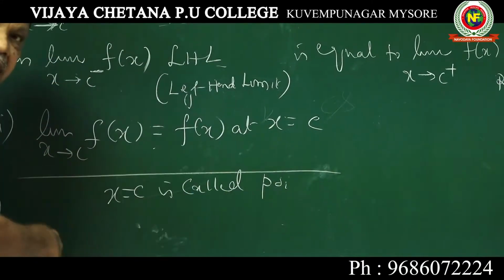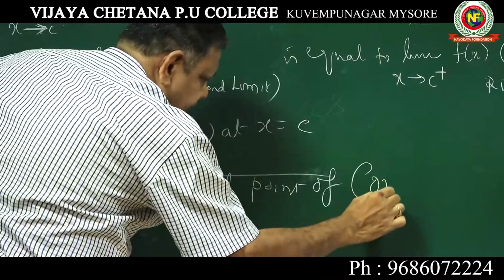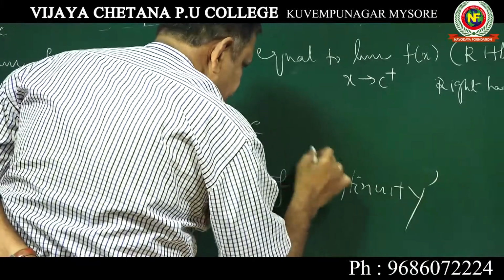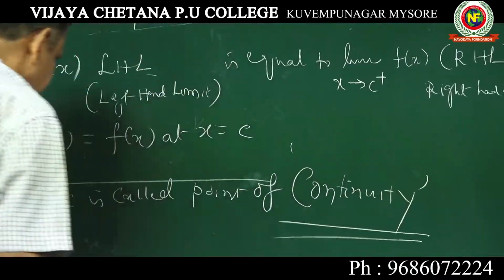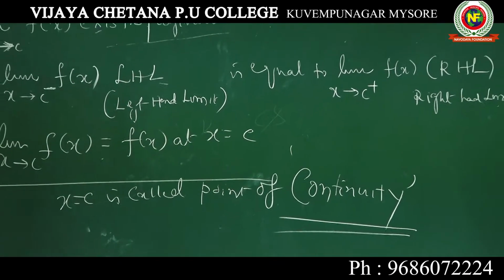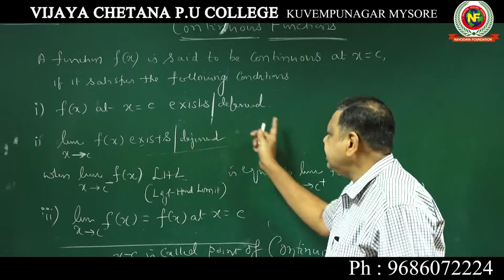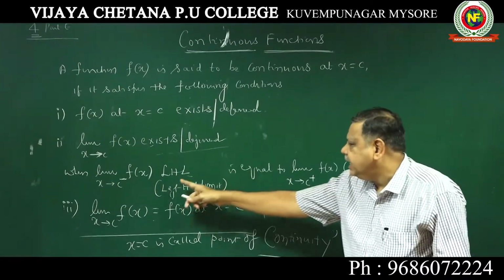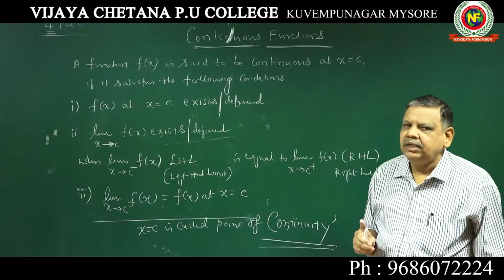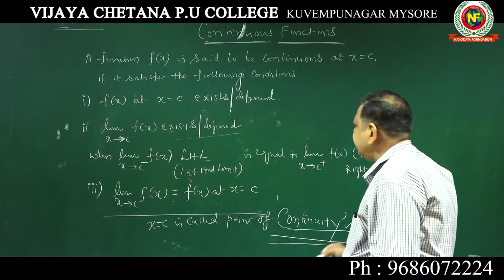x equal to c is called the point of continuity. So these are the very important things. There are three conditions. First condition, f(c) should exist. Second, the limit should exist, that is, LHL is equal to RHL. Third, the limit value and the function value should be the same. And x equal to c is then called the point of continuity.